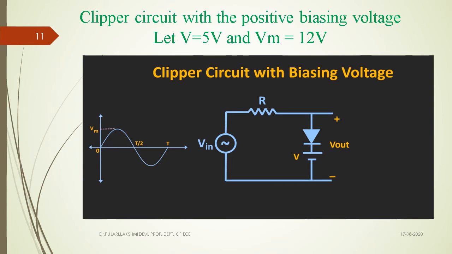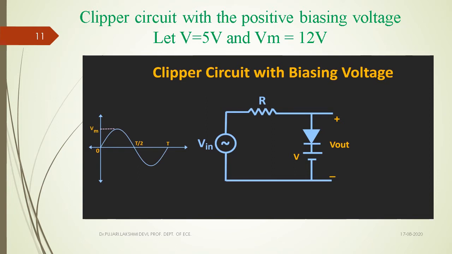The next is a clipper circuit. By applying some biasing voltages, how does it clip a particular portion of the input waveform at its output? Just see here, clipper circuit with biasing voltages. Biasing voltages mean that, based on the biasing voltage, there are changes in the clipping portion at the output of the waveform as compared to its input.